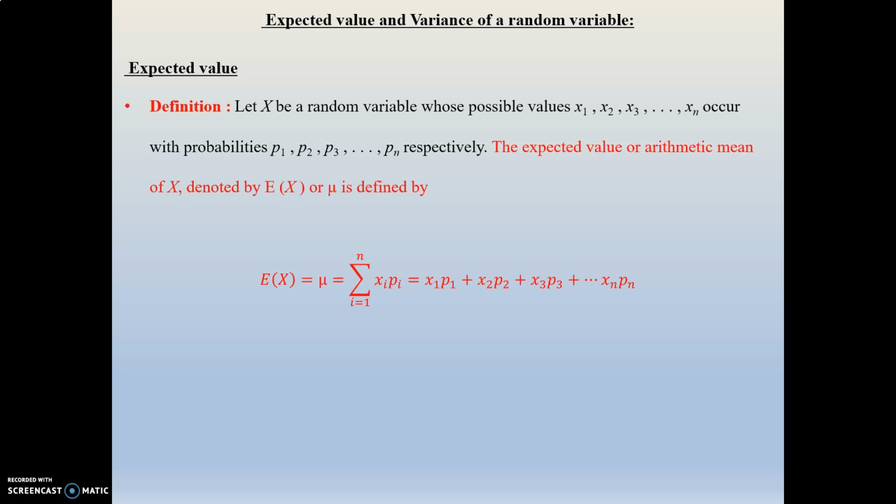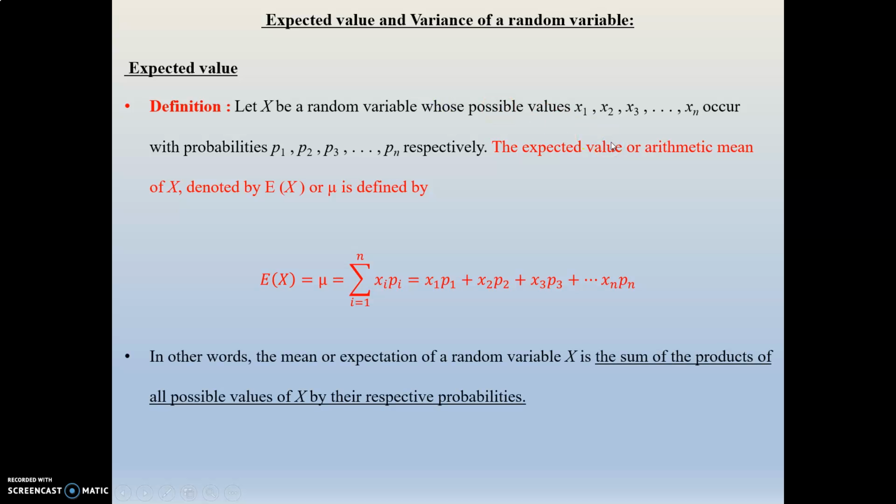Expected value and variance of a random variable. Expected value, or E of x, is the representation for that. It is also called mean or arithmetic mean. So it is denoted by mu, the alphabet mu. So let x be a random variable whose possible values are x1, x2, etc., xn, occurring with probabilities p1, p2, etc., pn respectively.